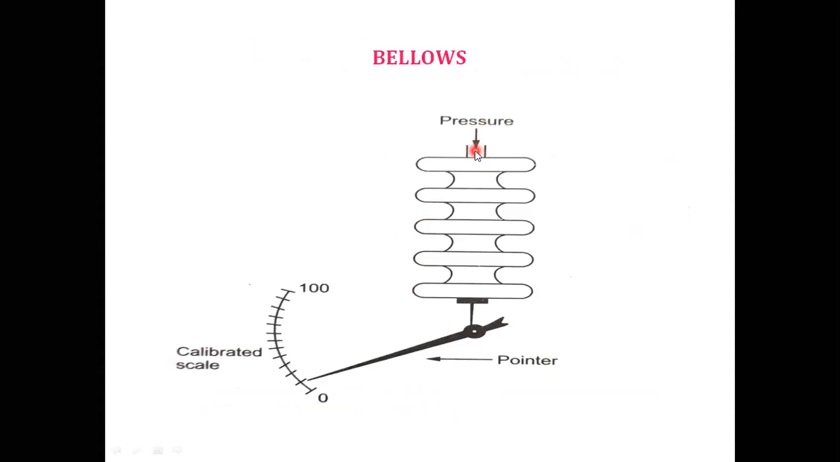When the pressure is applied, the elongation of this bellow takes place. After this elongation, it is given to the pointer and the scale. Then the movement of the pointer takes place, and I can read the amount of pressure I have given to this bellow. This is a very simple working of the bellow.